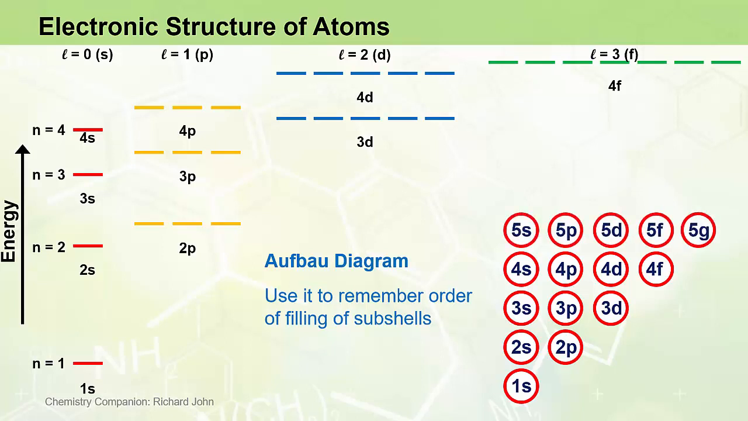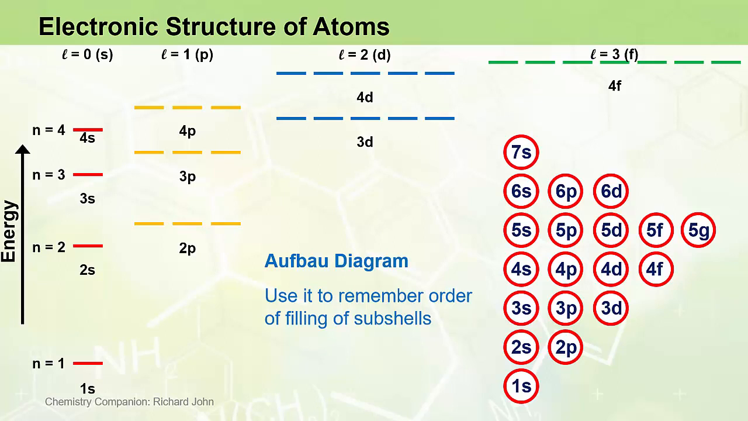5s, 5p, 5d, 5f, 5g, although in practice we will never have to get to the 5g level. But we will need to go to 6s, 6p, and 6d, and 7s is generally as far as we need to go. So this is the Aufbau diagram, which we can use to determine the order of subshell filling.